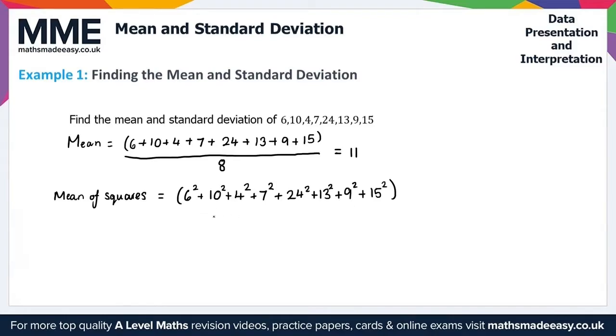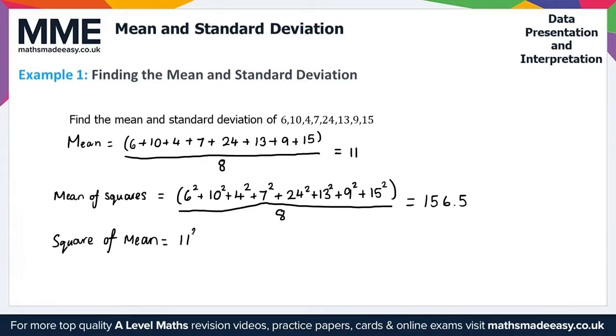Okay, and again all we do here is we divide this by the total amount of numbers, which again is 8. Okay, so we divide that by 8, and if we sum these numbers up here, make sure that we square each value and divide that by 8, what we get here is 156.5 there. Okay, what we also need here is the square of mean. So the square of mean here is simply going to be our mean value squared. So that's 11 squared, giving us 121 there.